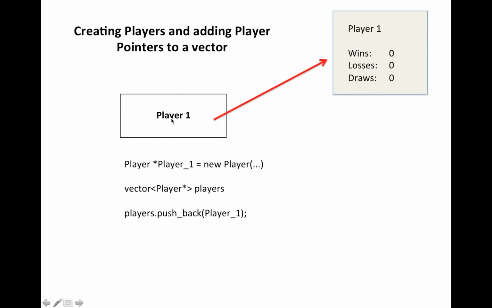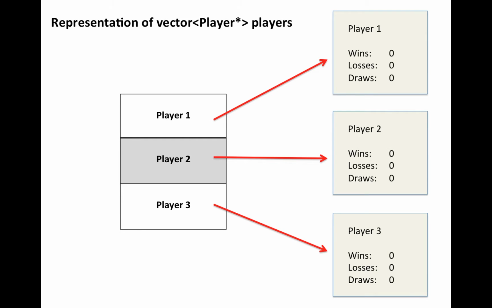Okay? This is all a little bit confusing, but if you run through this a couple times, it should make sense. Okay? So then let's just say that we've done the same thing. We've said player 2 equals new player, players.pushback player 2, player 3 equals new player, and remember when I say player 3, I mean player 3 star.